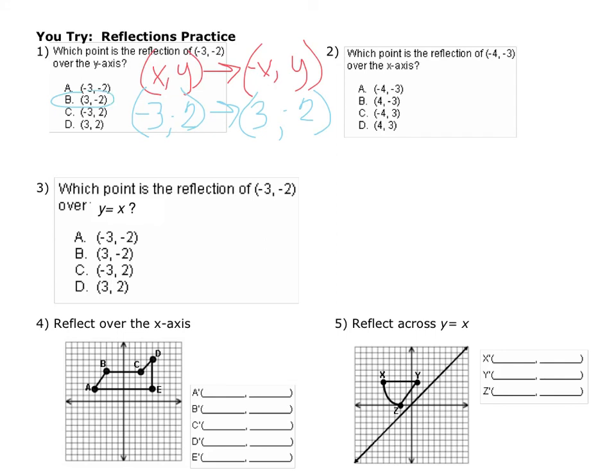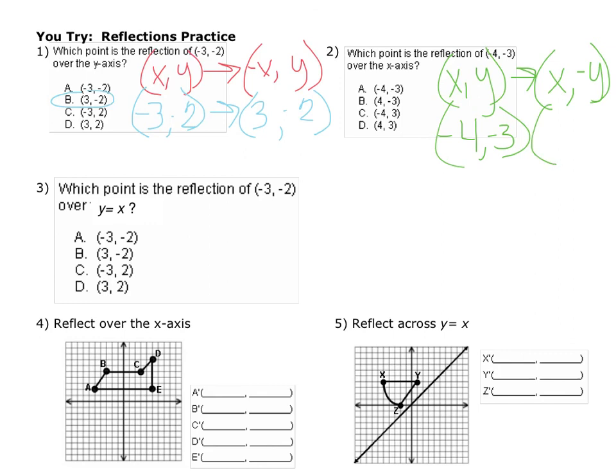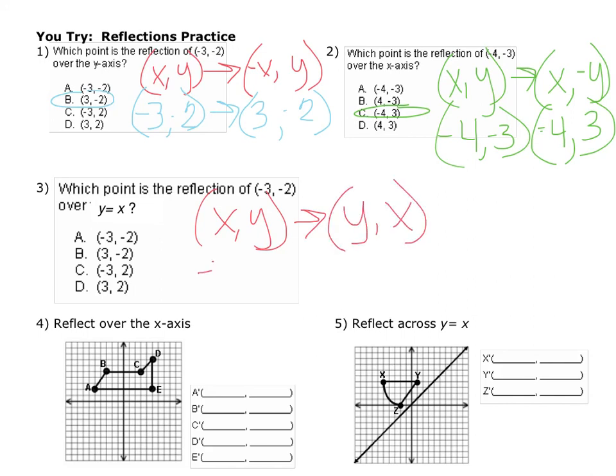B. Number 2, which point is a reflection of negative 4, negative 3 over the x-axis? So the rule reflecting over the x-axis is that the x is going to stay the same and the y becomes opposite. So if I take negative 4, negative 3, the x has to stay the same and the y becomes the opposite. So negative 4, 3. Which point is the reflection of negative 3, negative 2 over y equals x? So the rule for flipping over the parent function is that the y becomes the x and the x becomes the y. So you're just going to flip-flop these things so that you're at negative 2, negative 3.